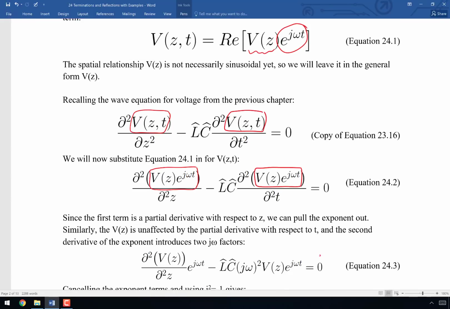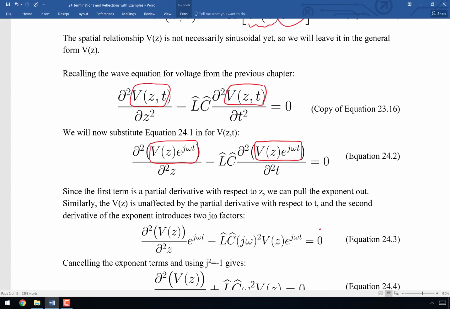Now we can look at the left side of this. It's a second derivative with respect to space. Well, the second derivative with respect to space is going to have no impact on the e to the j omega t, so we can just pull that out. We don't yet know what v of z is, so I can't evaluate the second derivative of v of z with respect to z, but I do know that it will be there, and that's really the entire z dependence, which is contained within v of z.